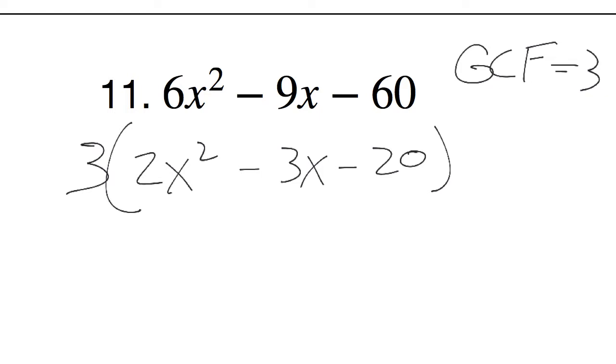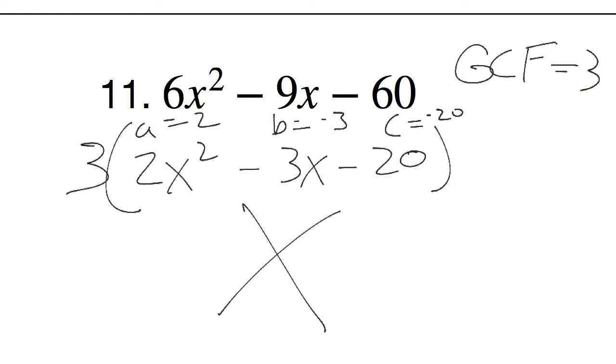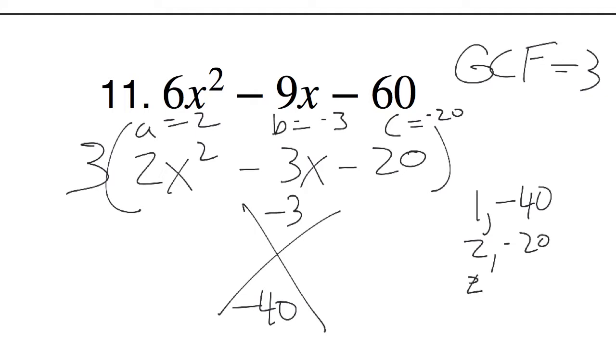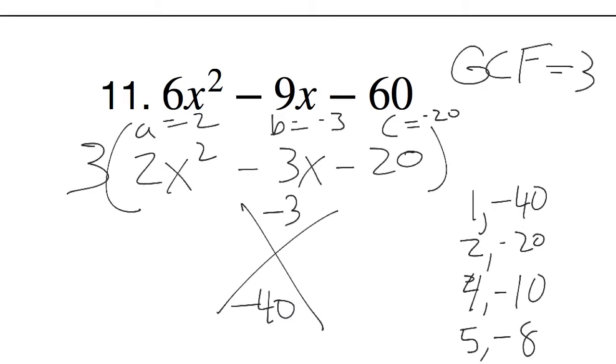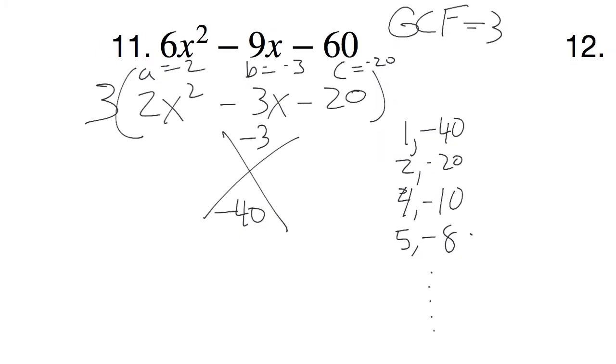Okay, now, since we have a quadratic trinomial, I'm going to use bottoms up because a is equal to 2, b is equal to negative 3, c is equal to negative 20. The b value goes on the top, and a times c is going to be 2 times negative 20, which is negative 40. You have to ask yourself, what are the factor pairs of negative 40? 1 and negative 40, 2 and negative 20, 4 and negative 10, 5 and negative 8, and you could go on for a long time actually, but I see the one that I need. It's 5 and negative 8. 5 times negative 8 is negative 40, and 5 plus negative 8 is negative 3.